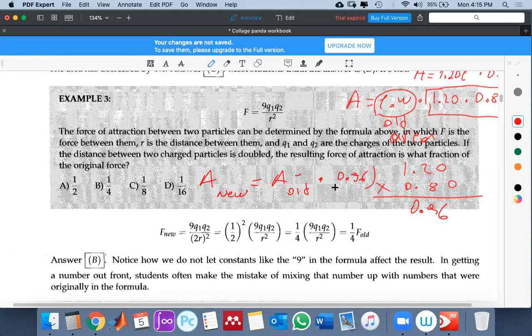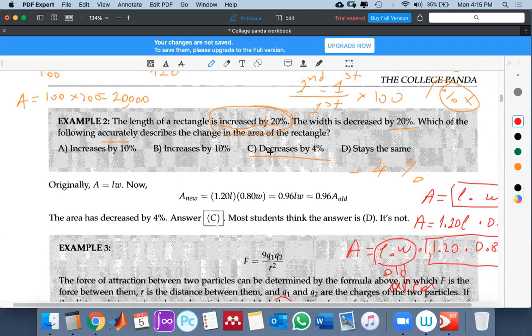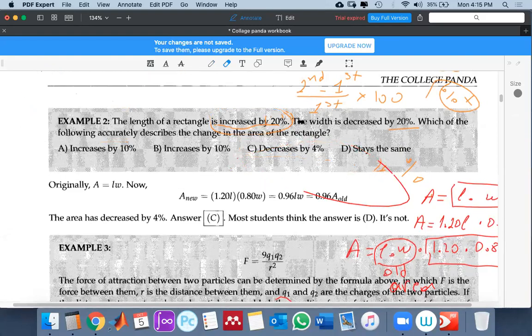Be careful now. When you multiply the original amount by 0.96, are you decreasing 4% or are you decreasing 0.04 of something? We decreased 4%. So decreasing 4% is alternative C. Okay. It's easy, not difficult.